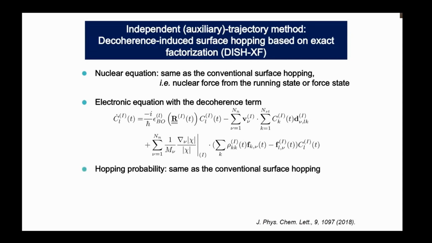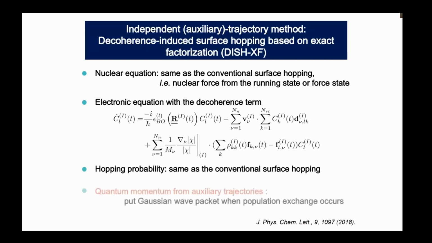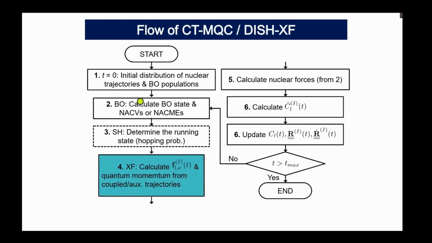Regarding the hopping probability, we use the same equation as the conventional surface hopping dynamics. Importantly, to calculate this quantum momentum term for the decoherence term, we use the auxiliary trajectories. In other words, we put a Gaussian wave packet when population exchange occurs. So the flow of our mixed quantum-classical approach is the following. From the nuclear trajectory, we calculate Born-Oppenheimer properties, and in the DISH-XF algorithm, we determine the running state based on the hopping probability, and we have an additional step to calculate the decoherence term. We calculate these phase vectors, and we calculate the quantum momentum from the coupled or auxiliary trajectories.